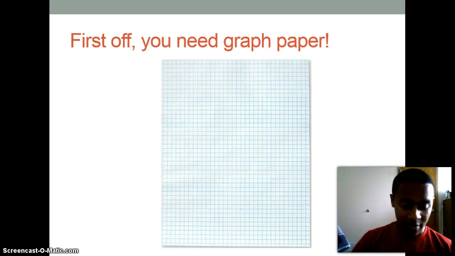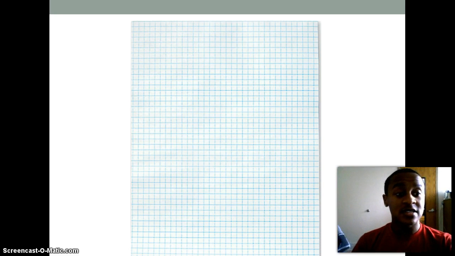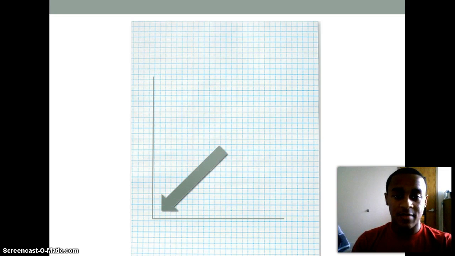First off, you need graph paper. Now, draw two lines onto your graph that look like the following. Make sure that you trace them on top of the lines on the graph paper so that they are straight and accurate. Also, make sure that they meet at a corner. Just like this.